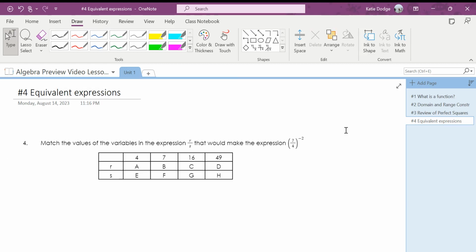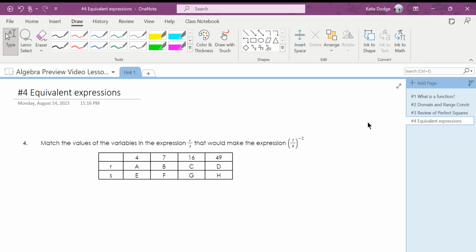Hello, Algebra students. This is your preview homework number 4, where we will be doing question number 4 from your review, which has to deal with equivalent expressions. This is a matching question where it could be a little bit tricky, and you're going to see a lot of these matching type questions on your FSQs and USAs.